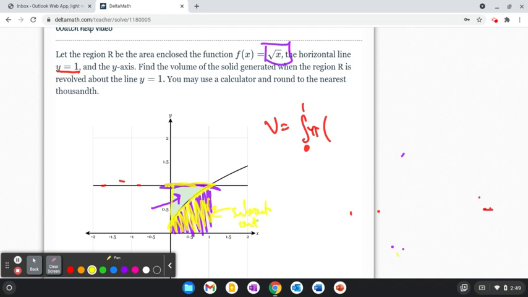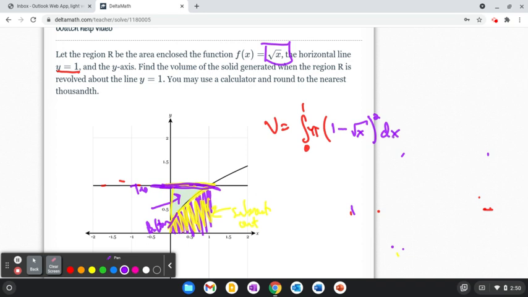So how we find that space between is we do the top minus the bottom, if you will. It's kind of like finding the area between two curves, our top function minus our bottom function. Top minus bottom. And that leaves us with the space between. So our top function is 1. So it's going to be 1 minus our function, square root of x, squared, dx. So our radius is just 1 minus the square root of x.